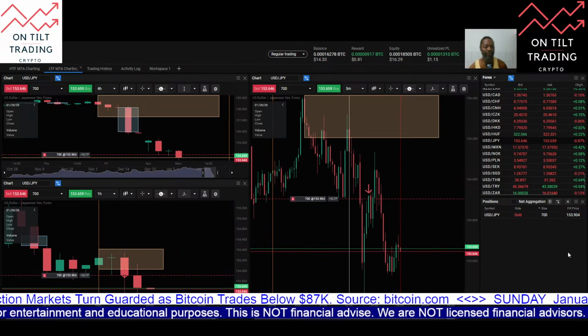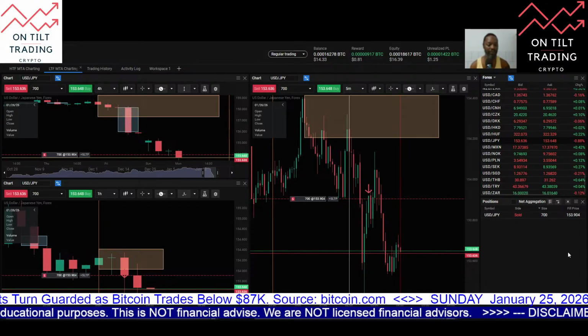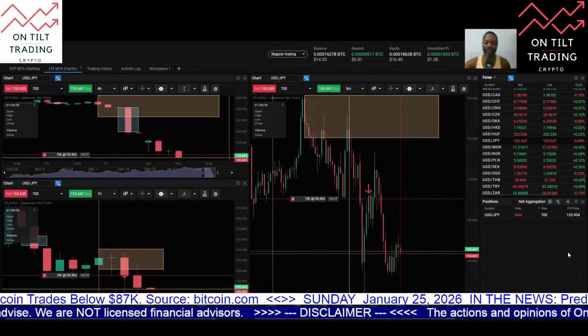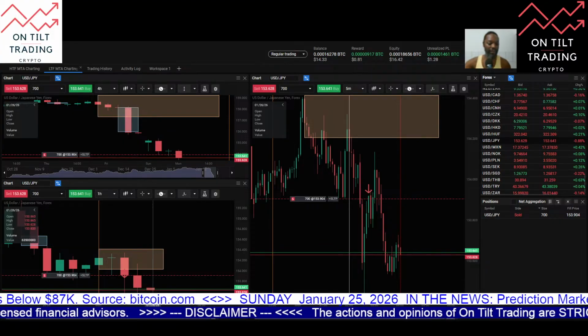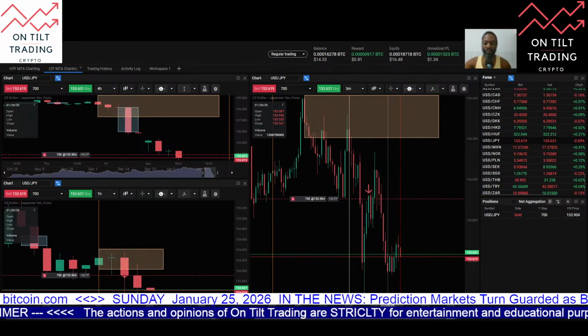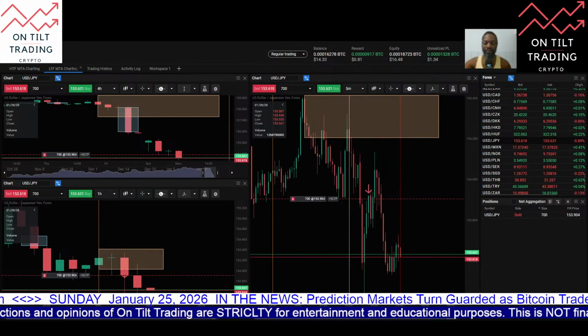And that does it for today's London kill zone. If all goes well, price will continue to deliver here to the sell side, headed into the remainder of the London session and into the New York AM session.